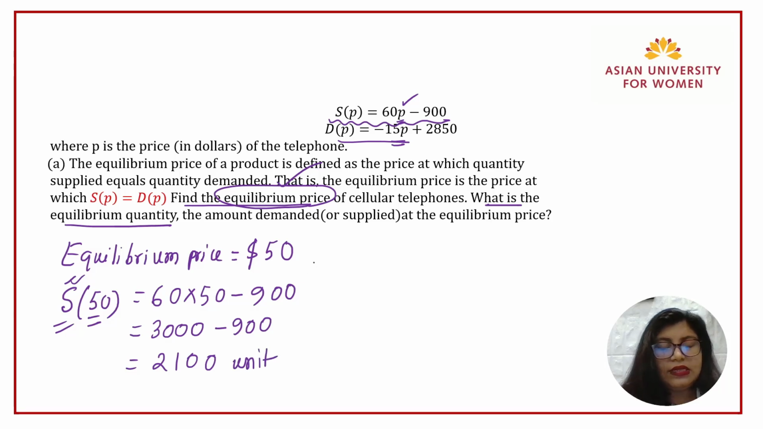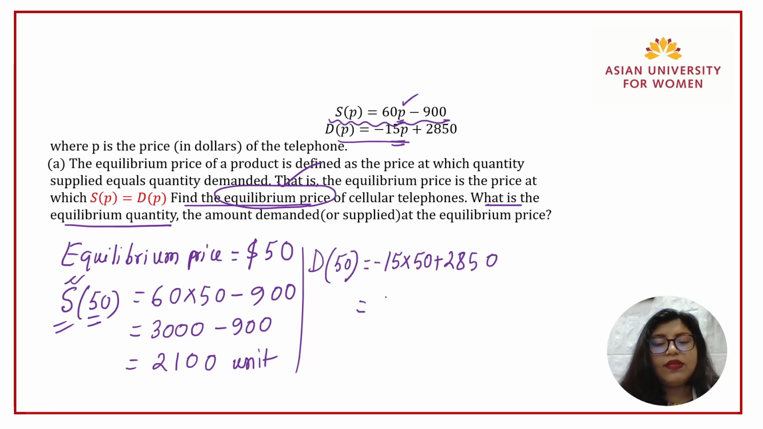Now you may ask, is it the same for the demand as well? Yes, it is the same for the demand as well. That is why that is equilibrium. Let me show you, because some of you might face confusion. What is the demand when the price is 50? Let's put in 50 here as well. You will see that these are the same. 15 times 50 is 750, minus 750, plus 2850, then we will get again 2,100 units.